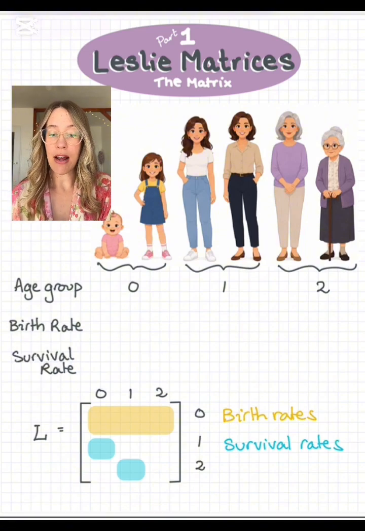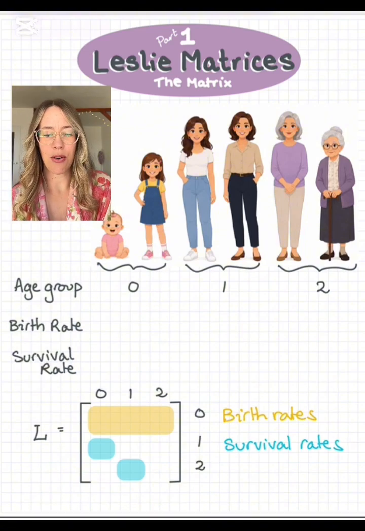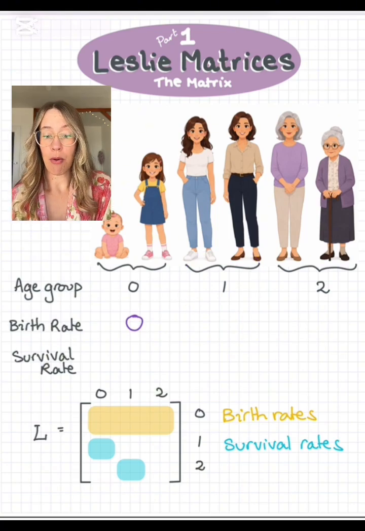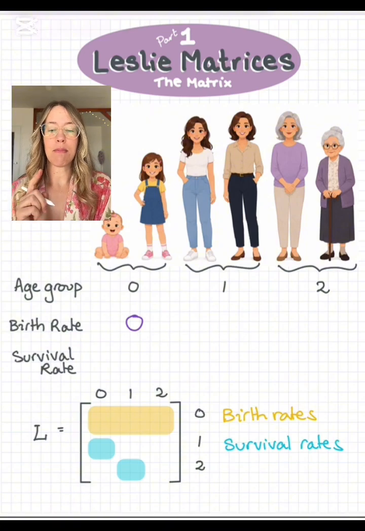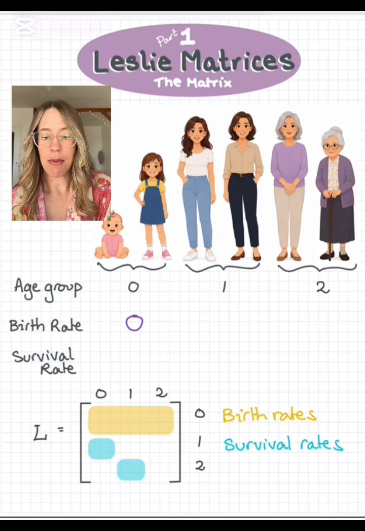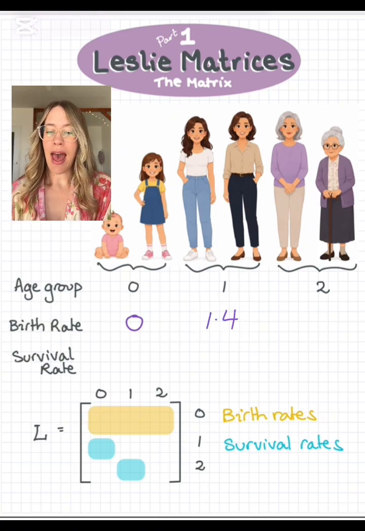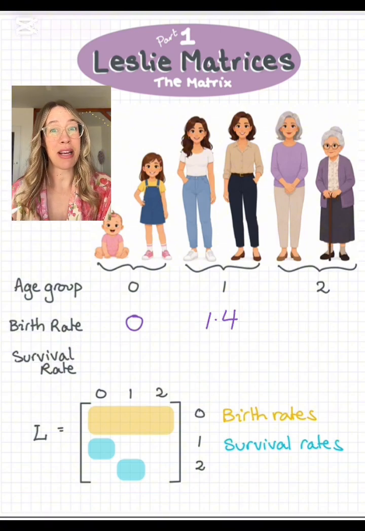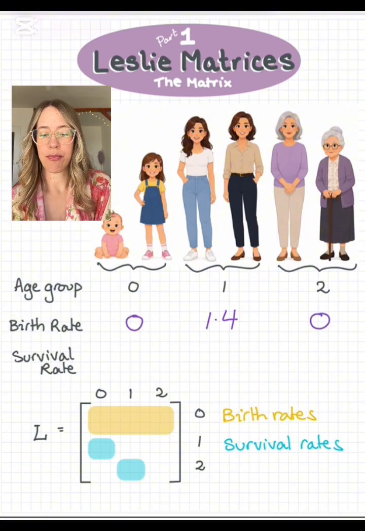Firstly, birth rate of age group 0. Well, none of them are having babies, so the birth rate is 0. Next, birth rate or fertility rate of age group 1. They're going to be having most of the babies. I'm going to put 1.4. And the birth rate of that top age group, they're getting pretty elderly, so I'll put 0.